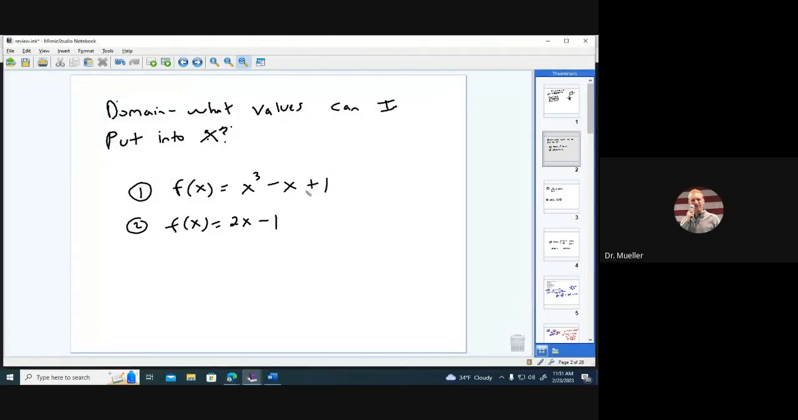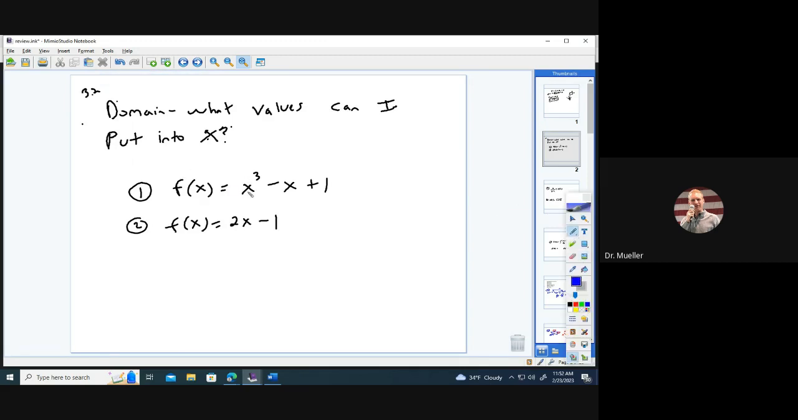Reviewing domain, this is from section 3.2, and we covered this on Wednesday this week. When we want to find the domain of a function, we want to ask ourselves, what values can I put into x? Just trying to find my little toolbox here to change the color. Let's take a look at the first two here.